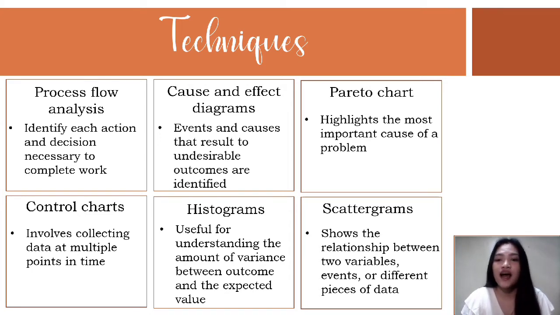Pareto chart highlights the most important cause of a problem. Control charts involve collecting data at multiple points in time. Histograms are useful for understanding the amount of variance between outcome and the expected value. Scattergrams show the relationship between two variables, events, or different pieces of data.